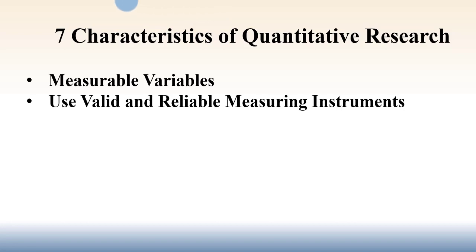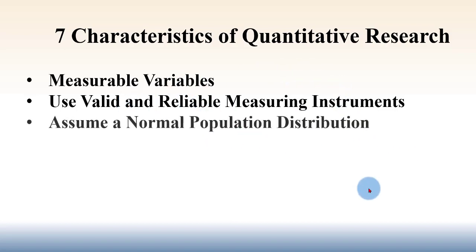Number 2, you're going to use valid and reliable measuring instruments. In other words, the surveys that you're going to be using have already been shown to be both valid and reliable. And we always assume a normal population distribution. That comes from the central limit theorem. And in a nutshell, the bigger the sample size, it should fit a normal distribution, because all populations by definition in statistics should be normal.